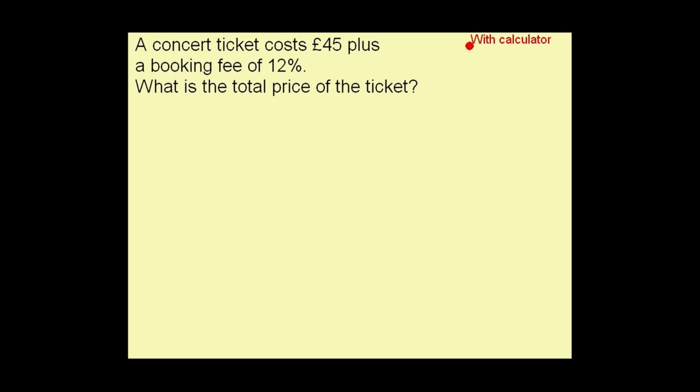In this question, we're allowed to use a calculator. We can do this question in two different ways. For the first method, we need to find 12% of £45 and add it on. 12% is 12 over 100. Of £45 means I multiply by 45. I can type this into the calculator as 12 divided by 100 times 45, and this gives me £5.40. To get the final answer, I need to add the £5.40 onto my £45.